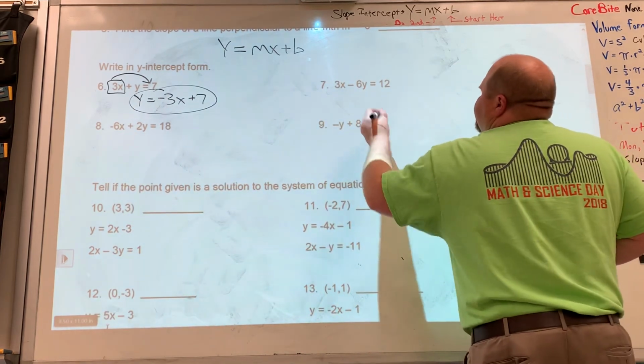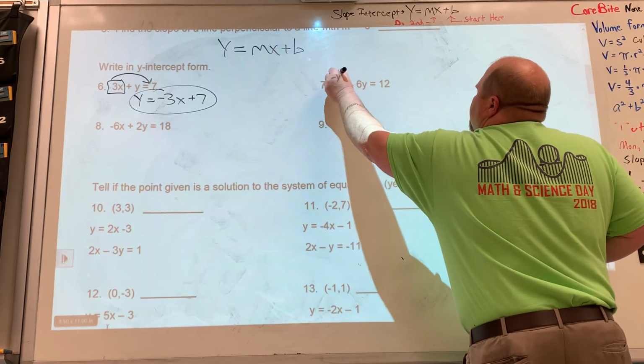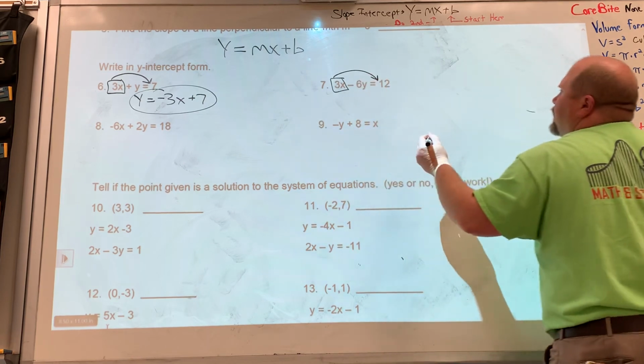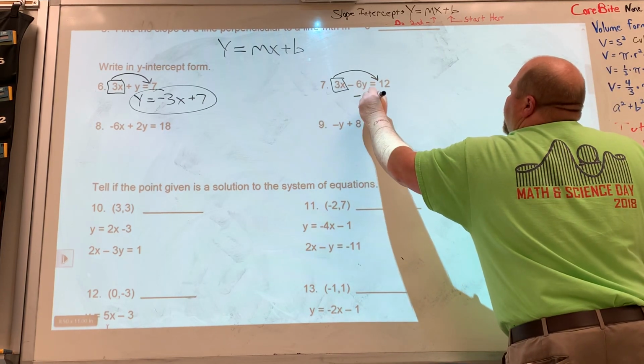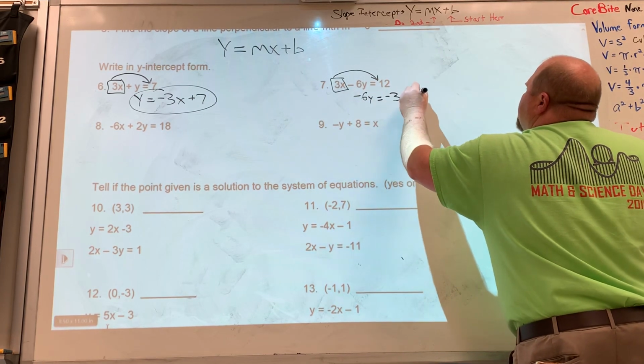Number 7, 3x needs to come to the right-hand side. So that leaves me with -6y equals -3x plus 12.